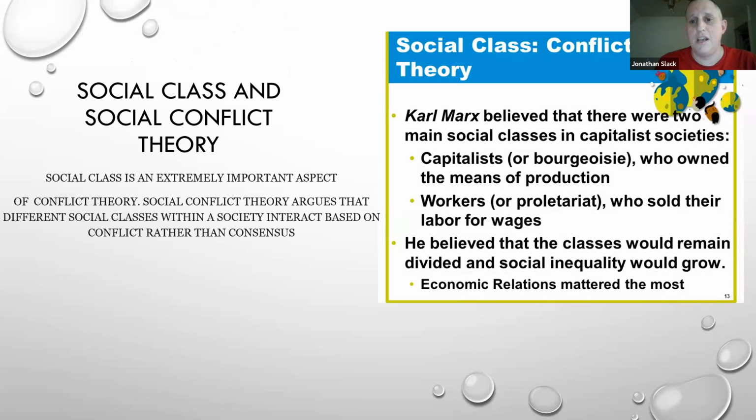Rather than consensus. So basically, let me tie this together here. Karl Marx believed that there were two main social classes in capitalism: the capitalists and the workers. The workers sold their labor for wages while the capitalists owned the means of production. So the classes would remain divided and social inequality would always grow because of this.